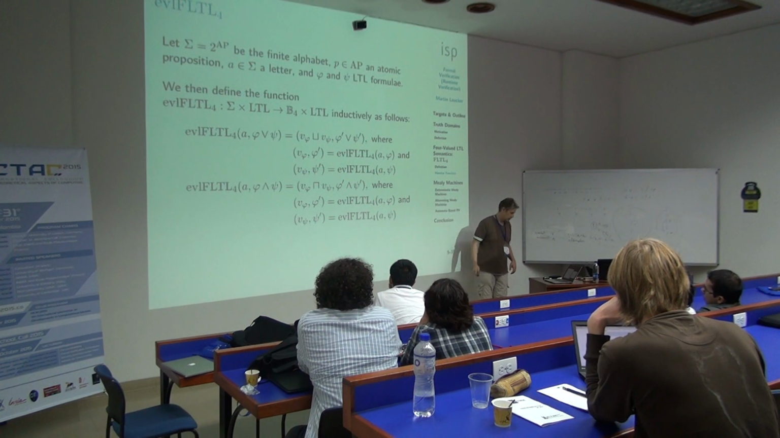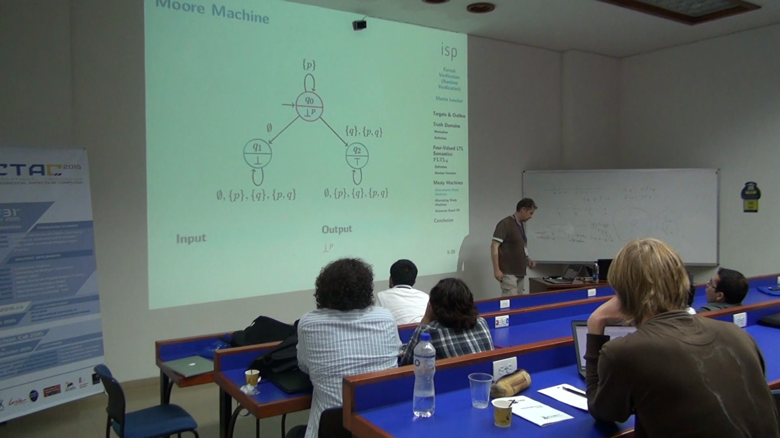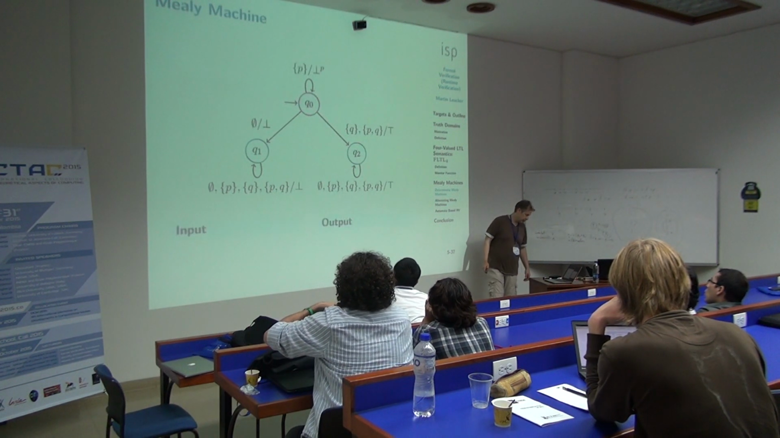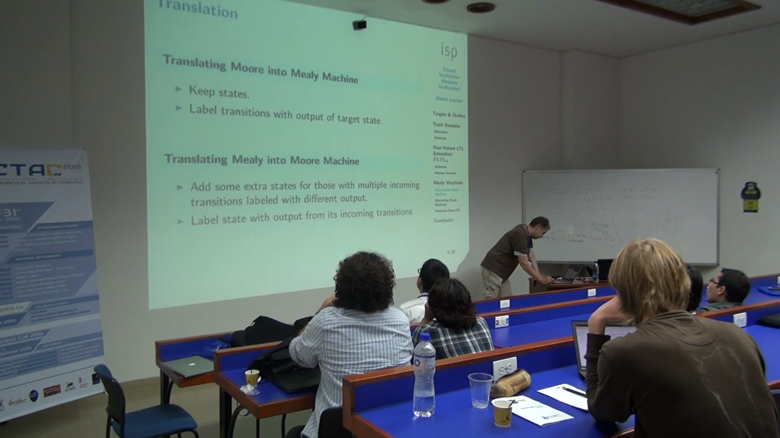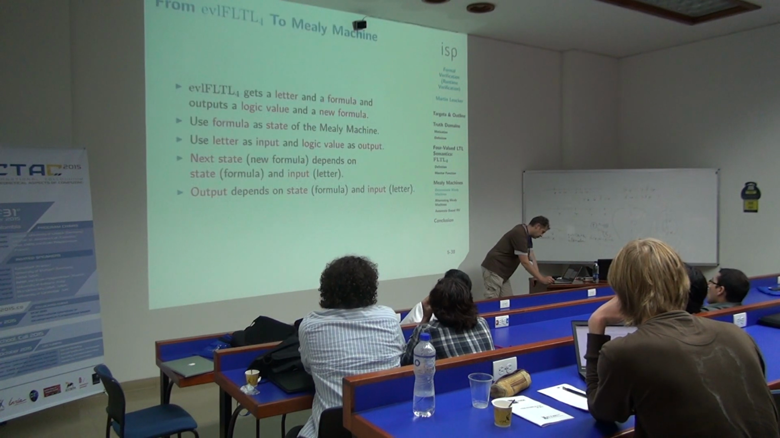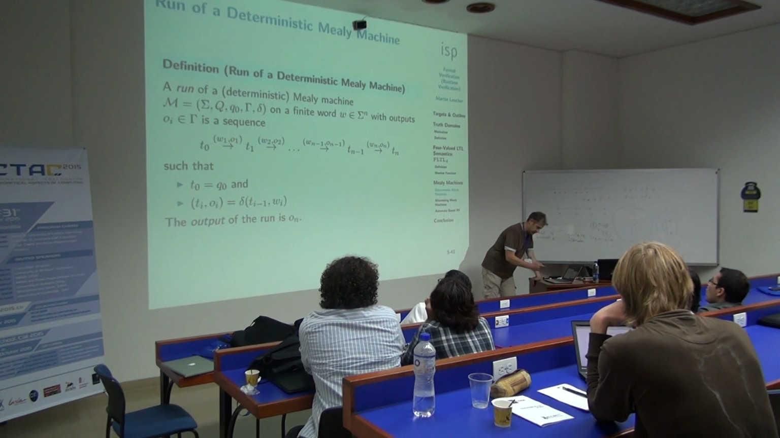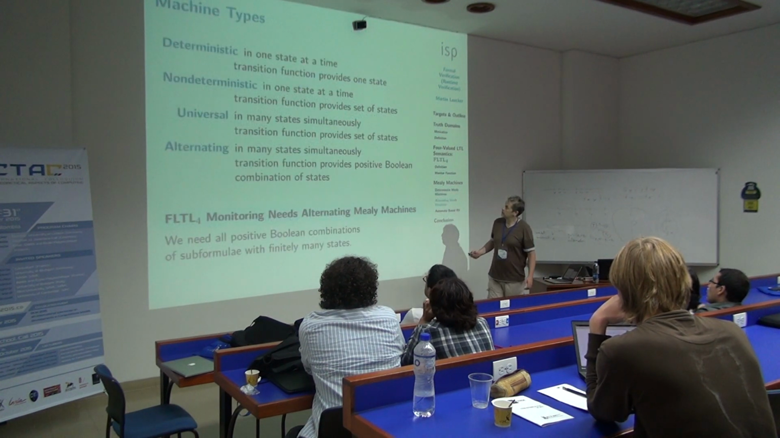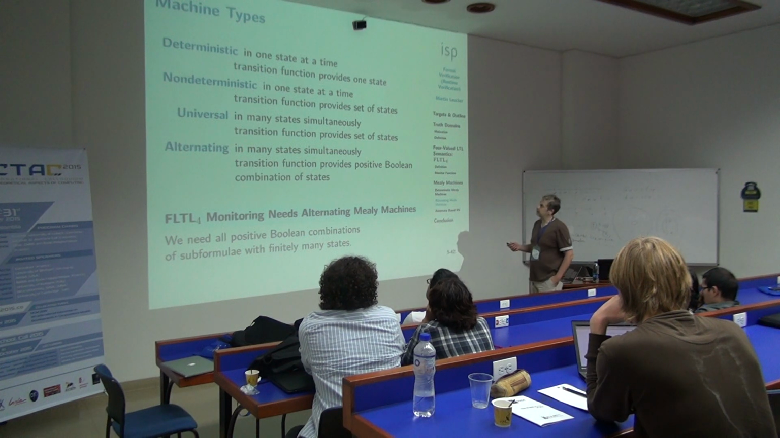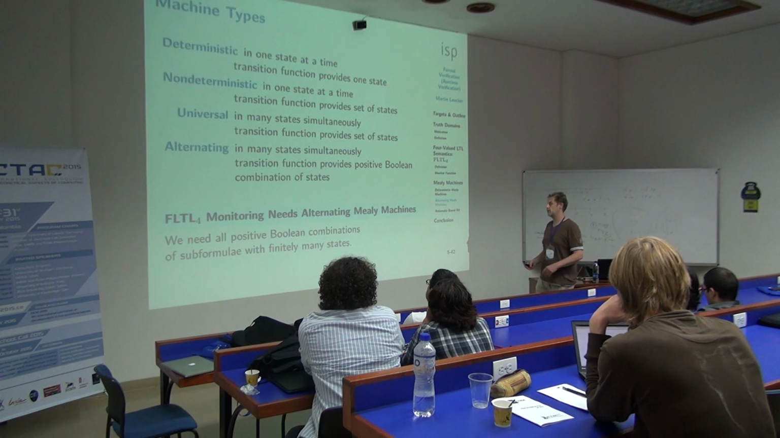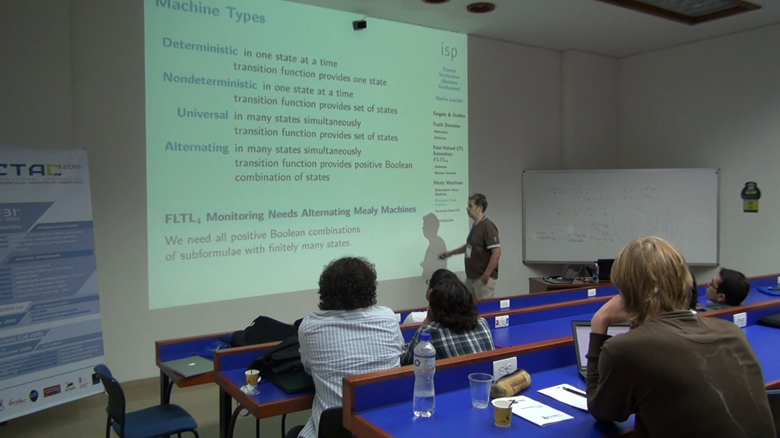So, now we go back to Mealy machines. In some sense, what we have written there is a kind of Mealy machine, but it's practically an alternating Mealy machine, or a deterministic Mealy machine. So we distinguish in general different machine types: deterministic, non-deterministic, universal, and alternating machines. What we need for FLTL4 is an alternating Mealy machine.